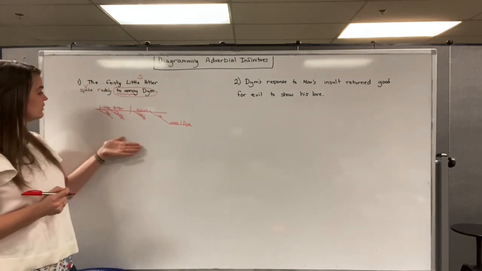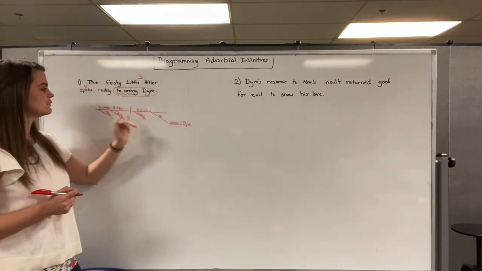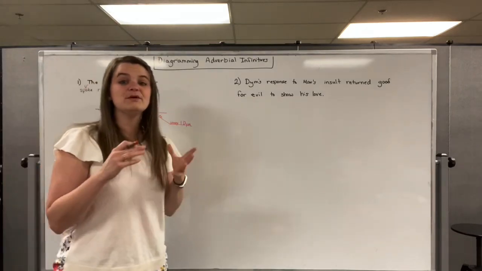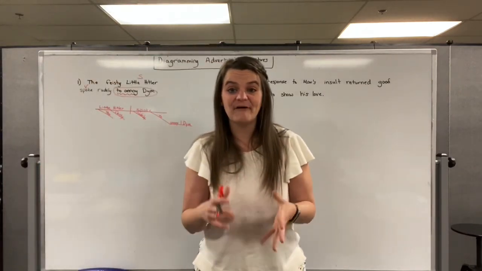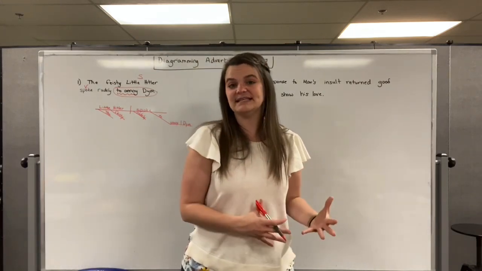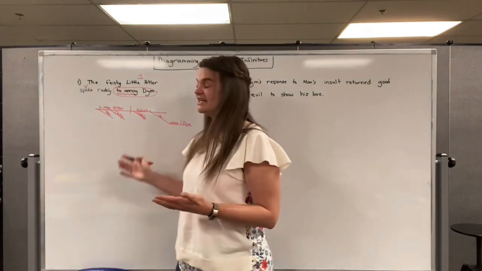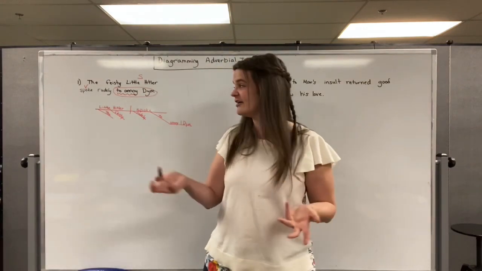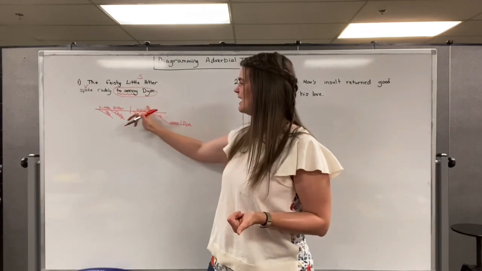And I think that's the whole thing. The feisty little Hitler spoke rudely to annoy Dem. So this is where, do you see, if you understand adverbs and how verbs are diagrammed, and then you understand infinitives and how infinitives are diagrammed separately, putting them together into one thing is not hard. It still is a modifier that hangs off of spoke.